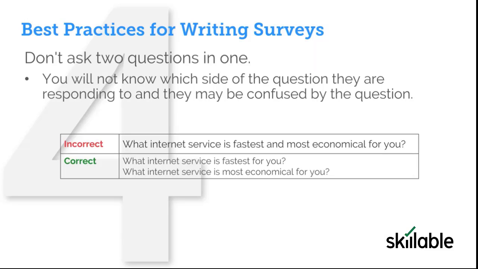For instance, you might ask what internet service is fastest and most economical for you. And some people might answer on the basis of fastest. Some might answer on the basis of economical, because it's unlikely that the fastest is also the most economical. Or someone might try to combine both and come up with the median between them. So if you're looking for which one is fastest, you should break the question into 2: which internet service is fastest for you, and what internet service is most economical for you.